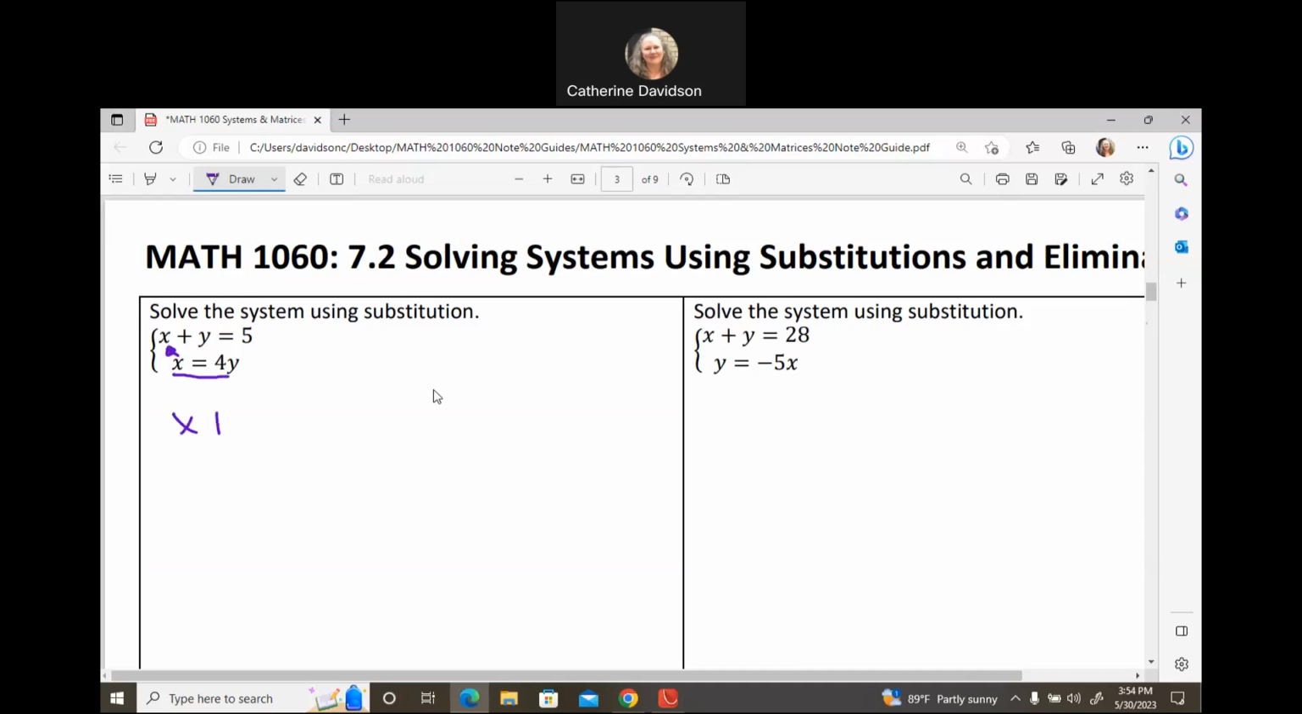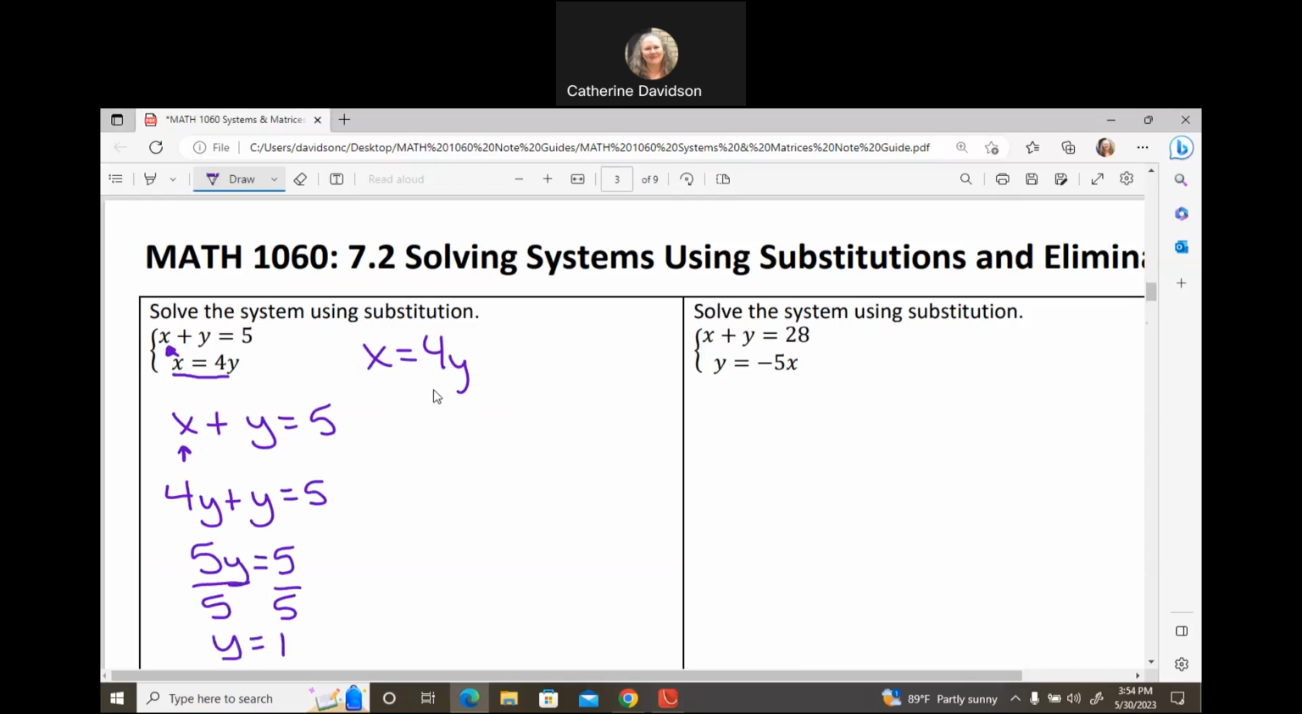So I'm going to write my first equation, and then x for that second one is equal to 4y. So right here, I'm going to plug in 4y. When I do that, this equation is down to one variable, one letter. So 4y plus y is 5y. We're going to divide out the 5 to get y by itself. So y is equal to 1.